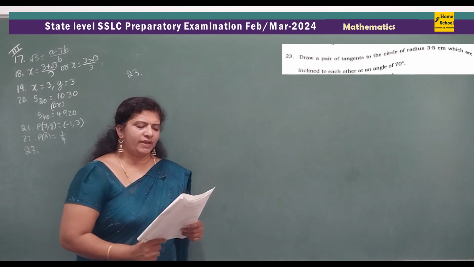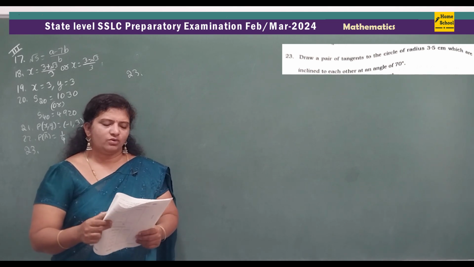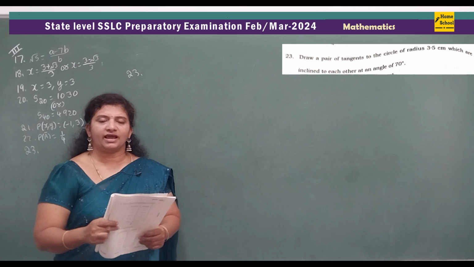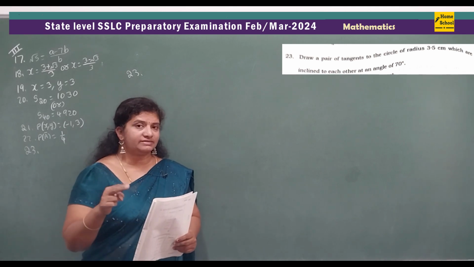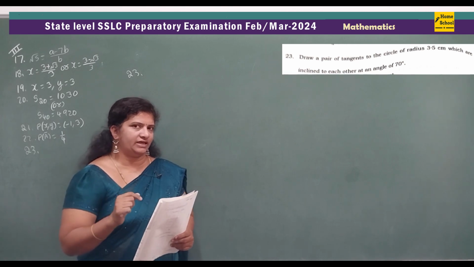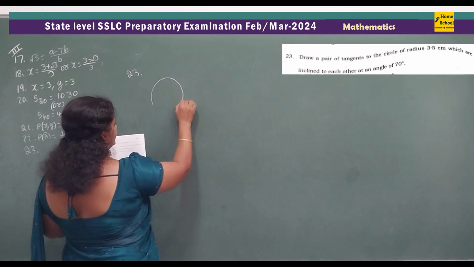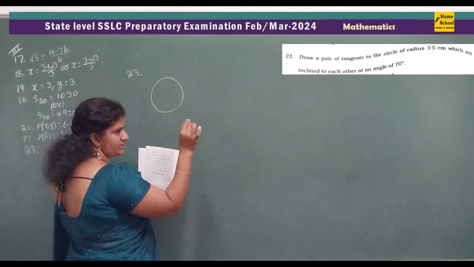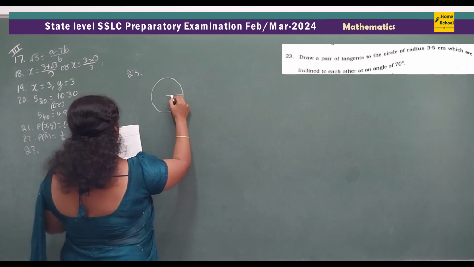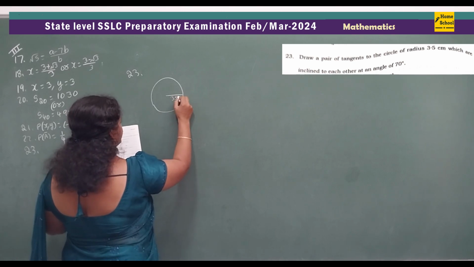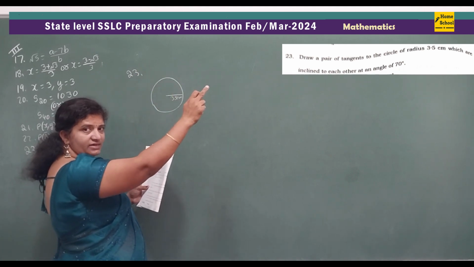23rd, draw a pair of tangents to the circle of radius 3.5 centimeters which are inclined to each other at an angle of 70 degree. So draw two tangents and the tangent's inclination angle is 70 degree. First, let me draw a rough construction, children. You please do with your tools. Roughly I am showing how it will be. Radius of the circle is 3.5 centimeters. Tangential angle is 70 degree.